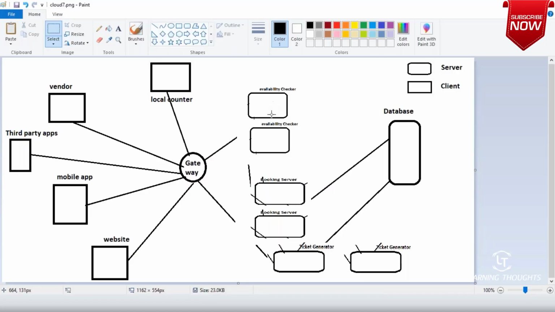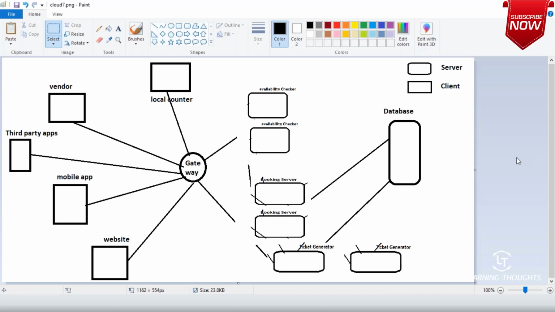Now if you look at it, rather than one availability checker, I have two availability checkers. Rather than one booking server, I have two booking servers. Rather than one ticket generator, I have two ticket generators. So how will my gateway go to the right availability checker? How will it know? Because you have more than one server at a time. For example, assume that this availability checker's IP address was 192.168.10.100. Now we have one more, so it will have its own IP address. Now, how will the gateway know whether it has to send to this availability checker or this one?